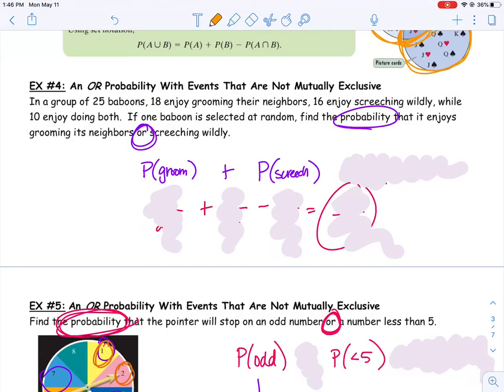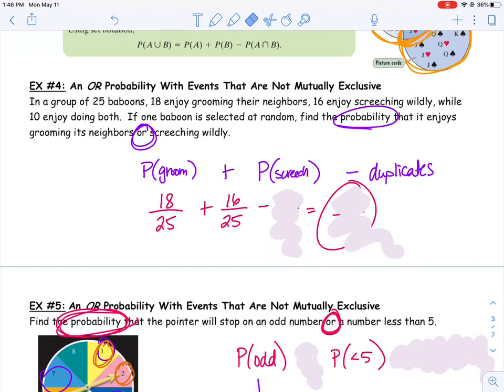But now we've got to be careful. We've got to worry about if these events are exclusive or not mutually exclusive. So let's look. I have the probability of grooming their neighbor plus screeching wildly. But be careful. The probability of this baboon grooming its neighbor is 18 out of 25. The probability of enjoying screeching wildly is 16 out of 25. But aren't there some baboons that enjoy doing both? So now you've included them in both pieces and you've overlapped. So what you have to do is make sure that you subtract off any of the duplicates or overlaps.